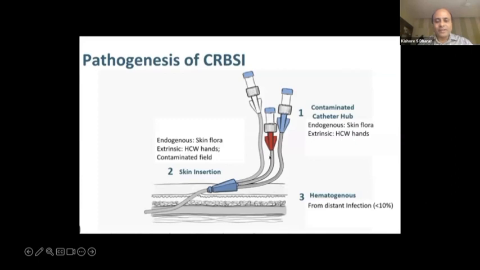So in short, this is a contaminated catheter cap, skin flora, or extrinsic from the healthcare worker's hands, and hematogenous spread from a distant infection. And endogenous, here again, at the skin exit site. It can be endogenous skin flora or extrinsic from the healthcare worker's hands or a contaminated field where the skin is infected or improperly cleansed.